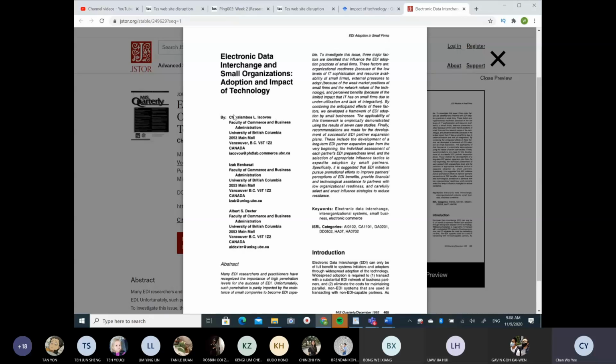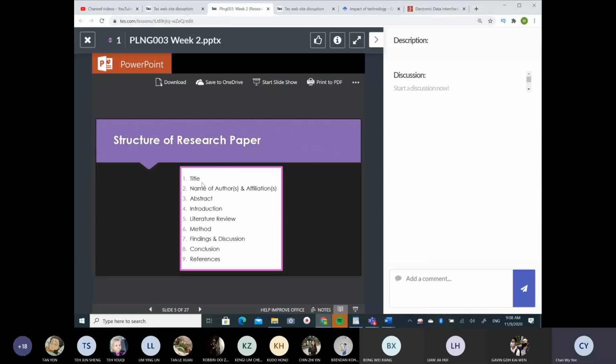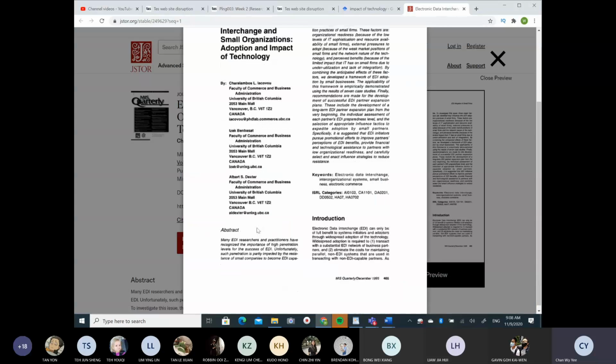The affiliation is where the author is affiliated to. Like for me, I'm affiliated with Sunway College. So technically it is where you are actually working as a researcher, lecturer, or so on and so forth. That's why it says here name of author and its affiliations. Then followed by abstract. Can you see there's an abstract here?